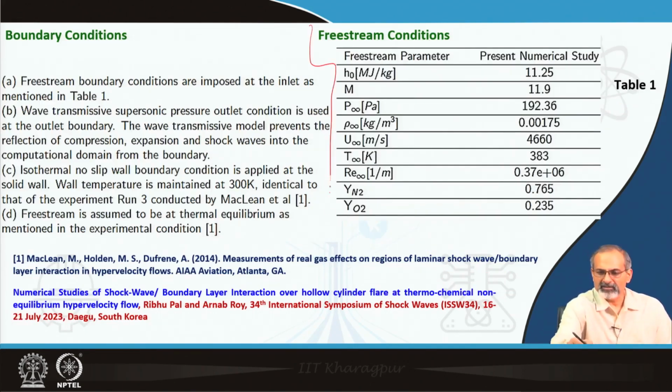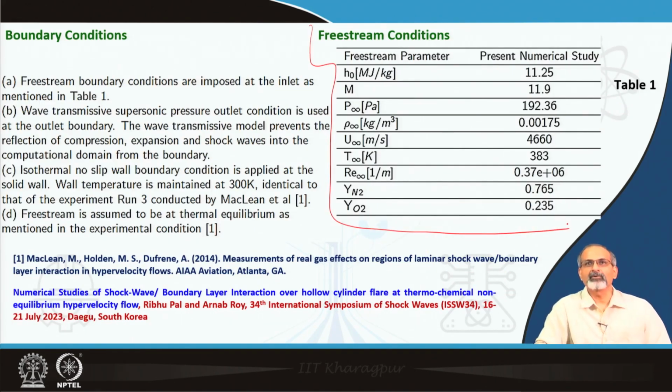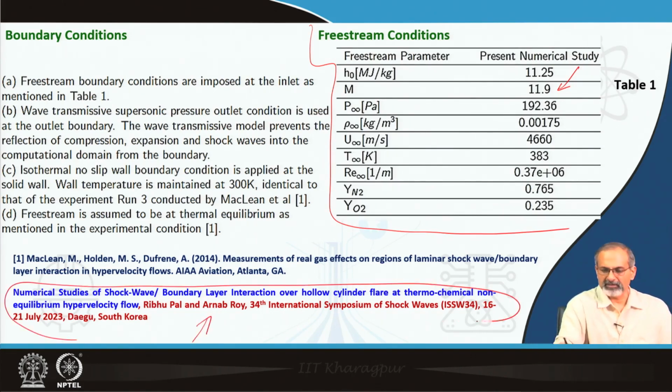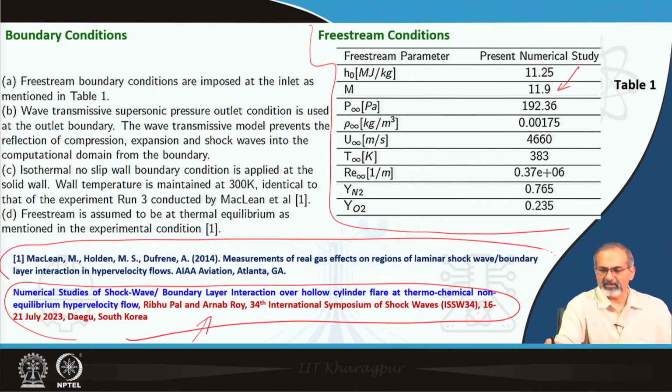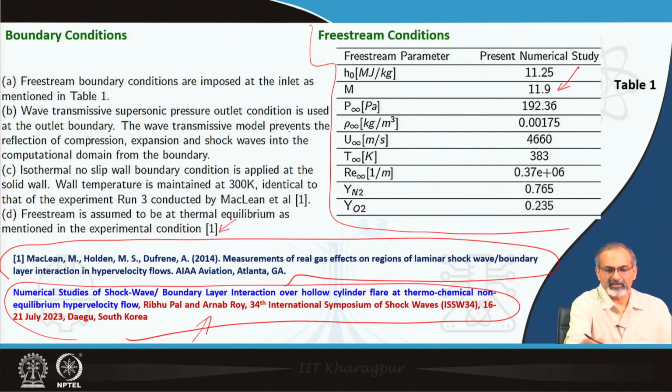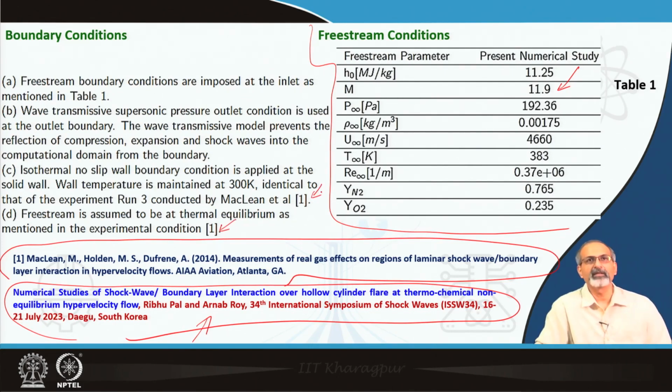The free stream conditions indicate that you have a fairly high enthalpy flow approaching at about Mach 12, and the free stream pressure, density, velocity, temperature, Reynolds number are all mentioned. The mass fractions of molecular nitrogen and oxygen are also included. The two important papers in this connection, of course, our paper which is indicated at the bottom, and another which has been referred for the work is mentioned on top as one. So, that is also mentioned here in the points that we have written for boundary conditions.